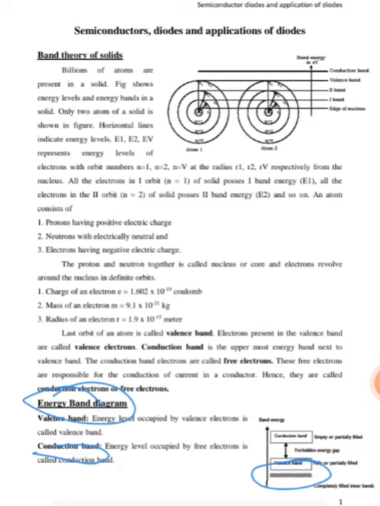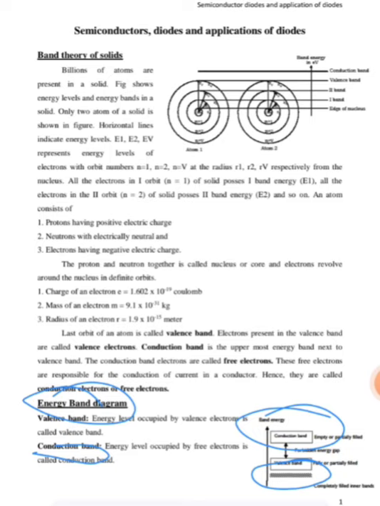Valence band and conduction band: the valence band is a place where the valence electrons are present. Not just one atom, but the place where the valence electrons of every atom are present, we are going to call as a valence band.